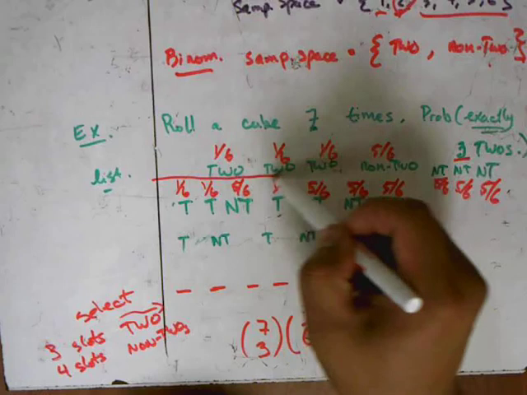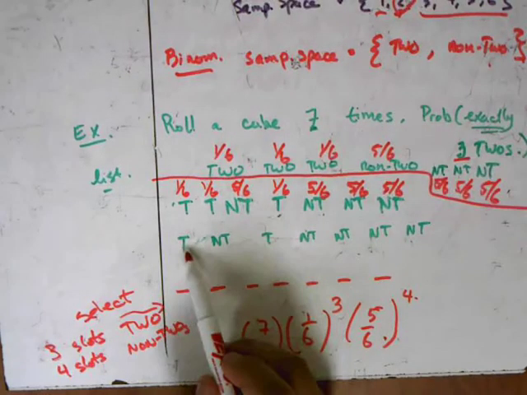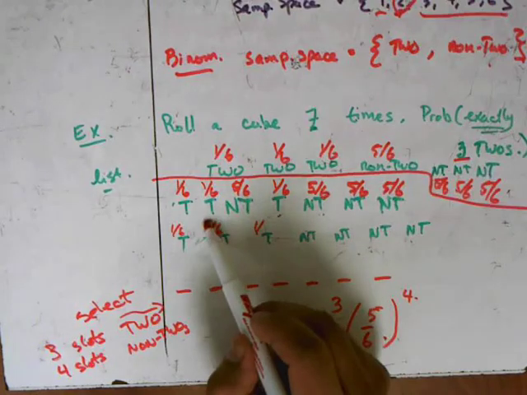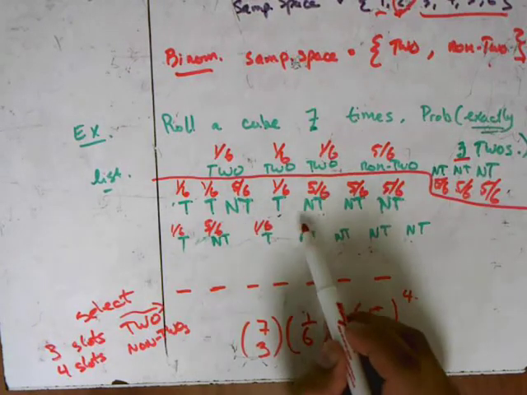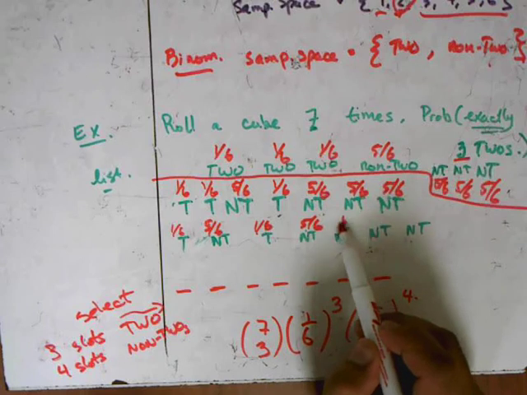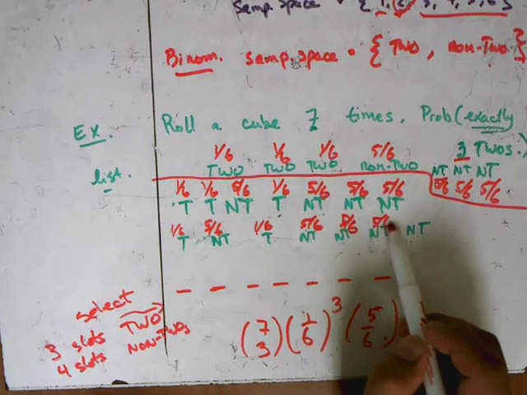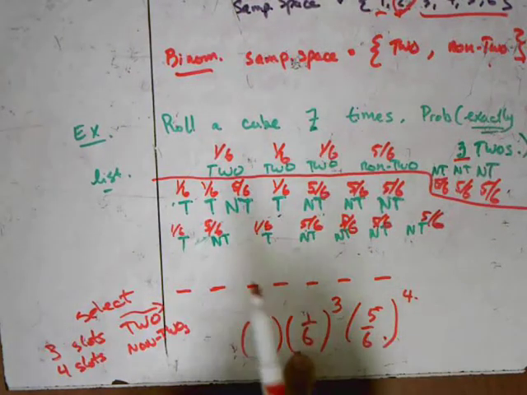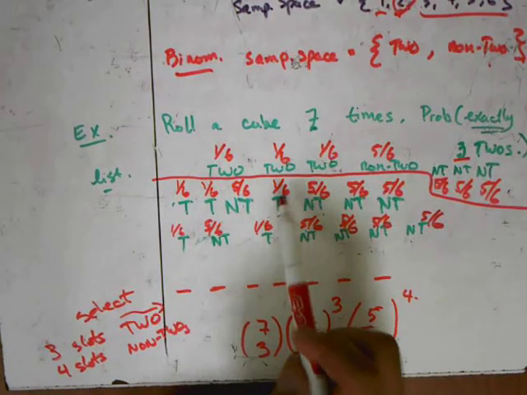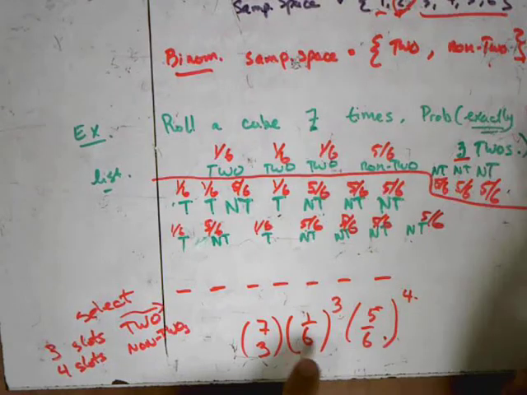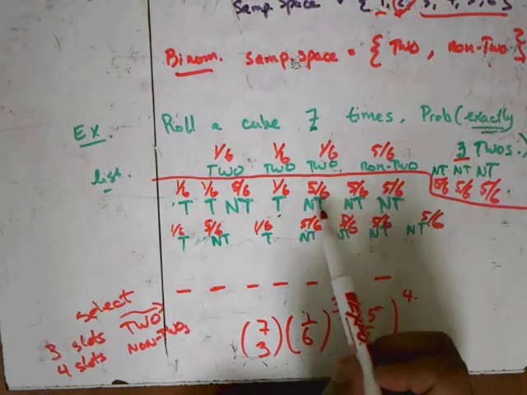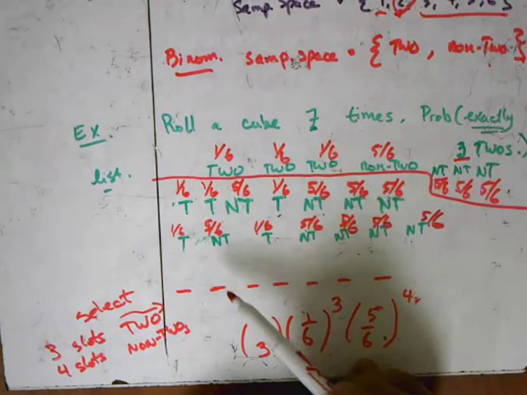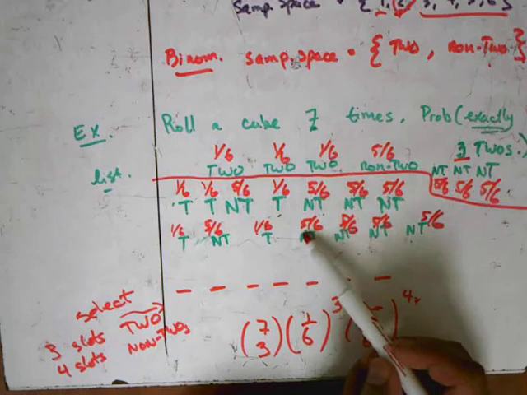And excuse my sloppiness here, but these are different results. To get a 2, I need 1 out of 6. This one's 5 out of 6, this is also 5 out of 6, and this is also 5 out of 6. And if we count these, how many 1/6 do we have? It's 1, 2, 3, because we want 3 2s. How many 5/6 do we have? Well, there's 1, 2, 3, 4, because there are 4 non-2s. And in all of these possibilities, it's the same thing.